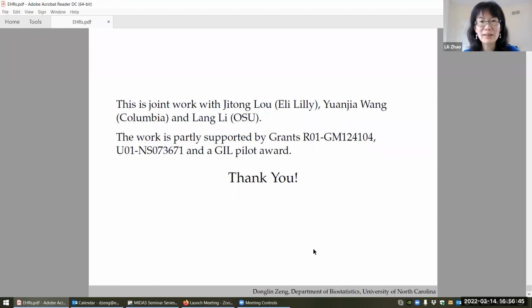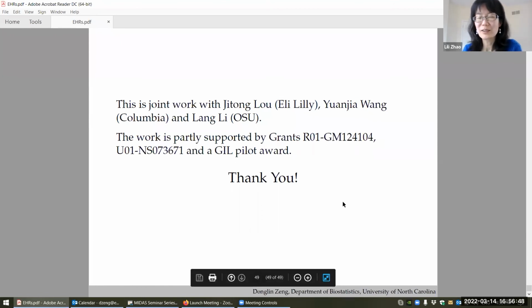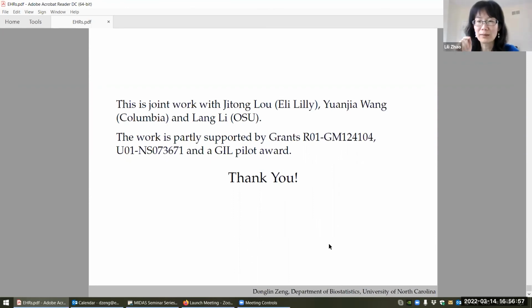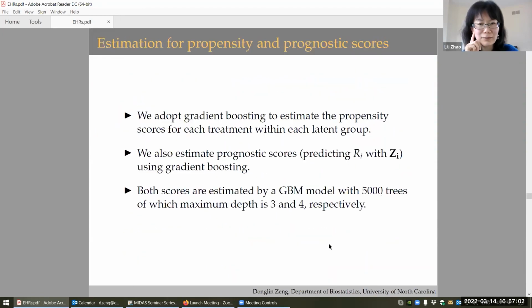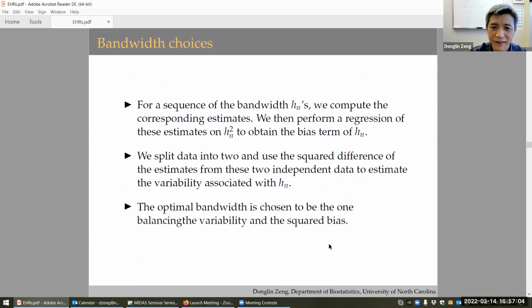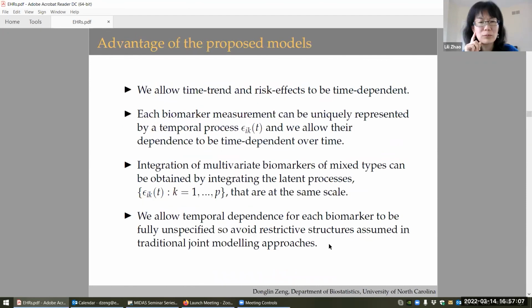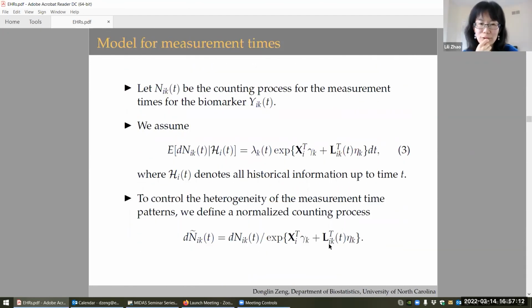Okay, so maybe I can ask you a question. When you talk about normalizing the counting process, you use the ratio, the count divided by X beta. But if you just do subtraction, the difference, is it something like a residual? Well, if you do subtraction, it's not a residual.